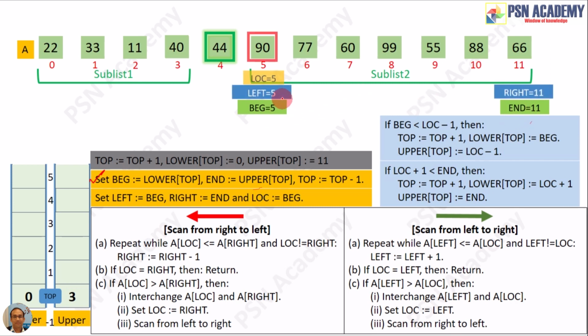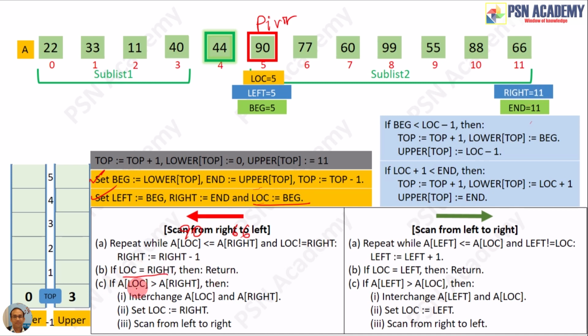So you have to set left equal to 5 and right equal to 11 by this statement, and this LOC is set to big, that is this. That means you are trying to put this 90 in its correct position in this sublist 2. So this is your pivot. We start scanning from right to left as before. So you see that A LOC is 90 and A right is 66. So you see that this while loop does not work. So right is staying at 11.